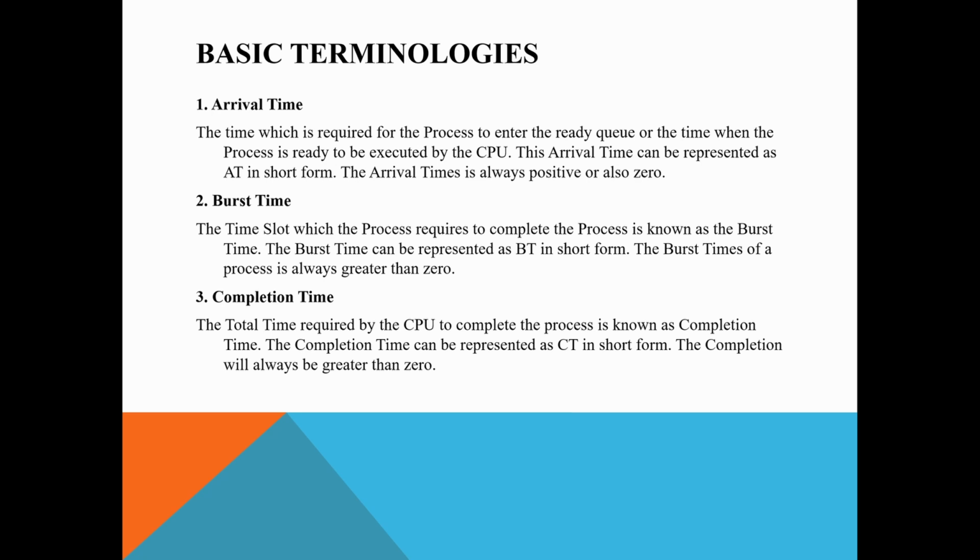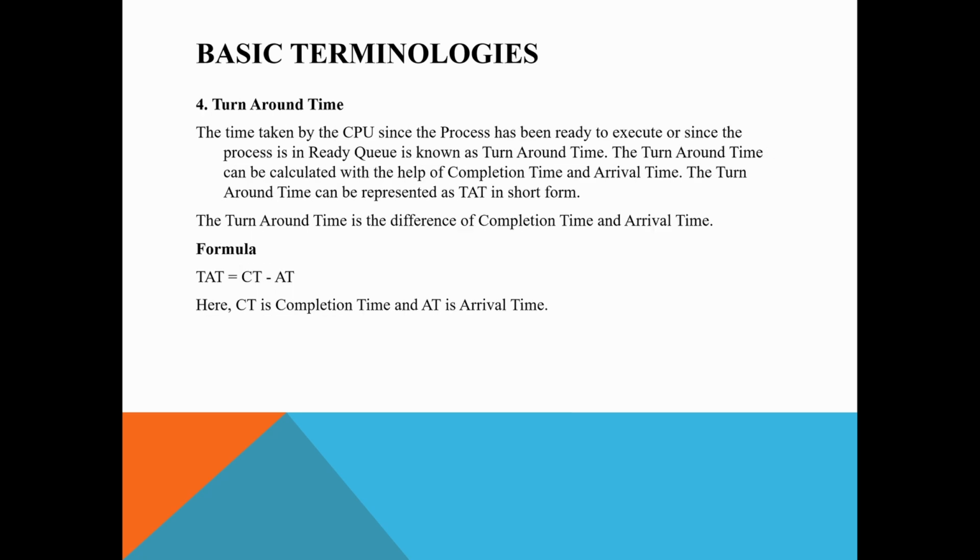Then completion time. The total time required by the CPU to complete the process is known as completion time. Then turnaround time. Turnaround time means the time taken by the CPU since the process has been ready to execute, or since the process entered the ready queue. The formula for turnaround time is turnaround time equals completion time minus arrival time. So this is called turnaround time.